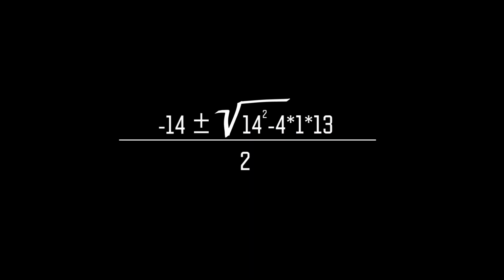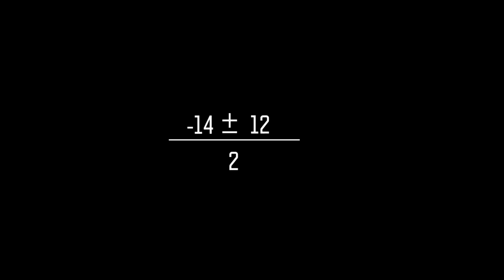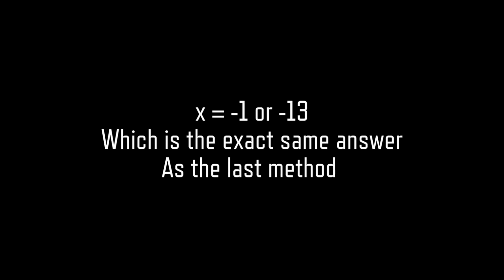Negative 14 plus or minus the square root of 14 squared minus 4 times 1 times 13, divided by 2 times 1. Let's simplify that. Negative 14 plus or minus the square root of 196 minus 52, divided by 2. Negative 14 plus or minus the square root of 144, divided by 2. Negative 14 plus or minus 12, divided by 2. X will equal negative 1 or negative 13, which is exactly the same answer as the last method.